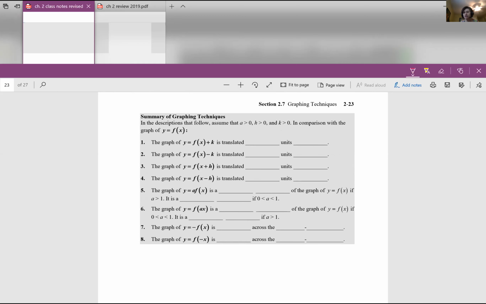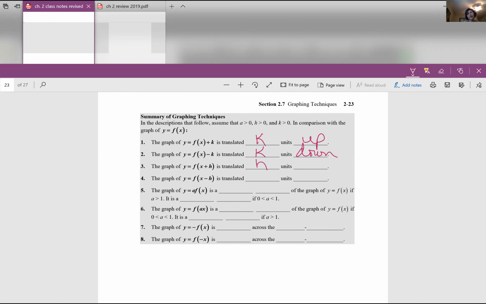So if you have this equation, that plus k is telling you you're going to move k units which direction? Up. Because when it's at the very end, that's an up-down move. So if I have this function minus k, I'm going to move k units which way? Down. Good job.